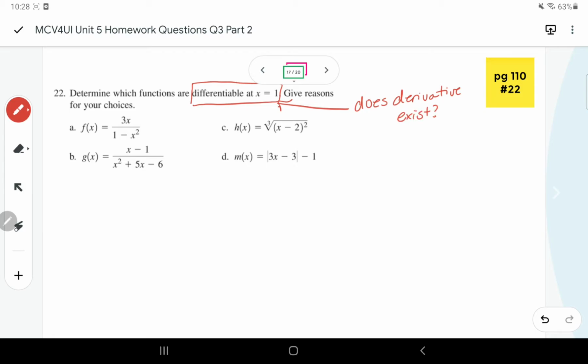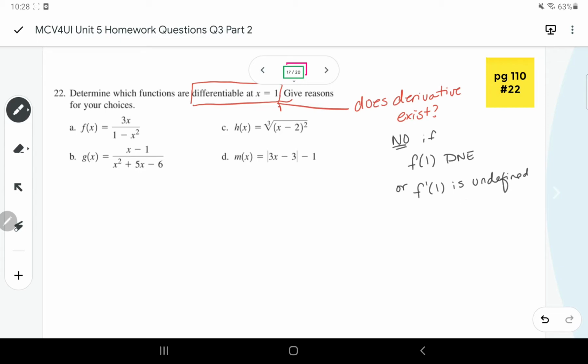So we can take a look at the function itself. For the derivative to exist, first of all, the value of the function must exist at that point. If there's no point defined on the function at x equals 1, then you obviously can't find the slope of the tangent at that point because there's no point at x equals 1. So the derivative fails to exist if f at 1 does not exist, or f prime at 1 is undefined.